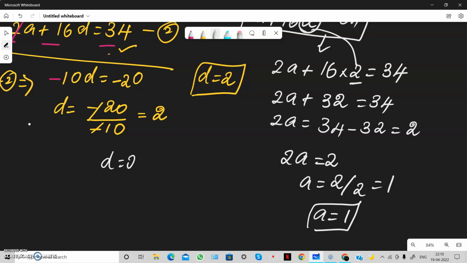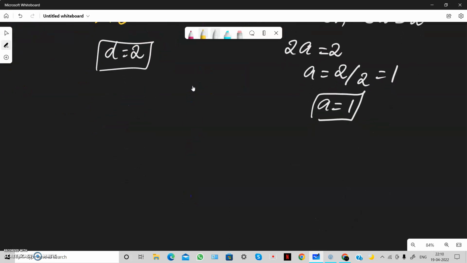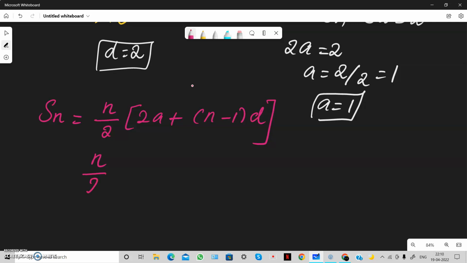D is equal to 2. Wow. So I found A and D. Now let me go to the question. Actually, what is the question? Find the sum of the first n terms. So we have to substitute in the formula: n by 2 times 2A plus n minus 1 times D. We don't know n. So n divided by 2 and 2A, so 2 times A, that is 1, plus n minus 1. I know A is 1 and D is 2. Okay. And now what's our next step?